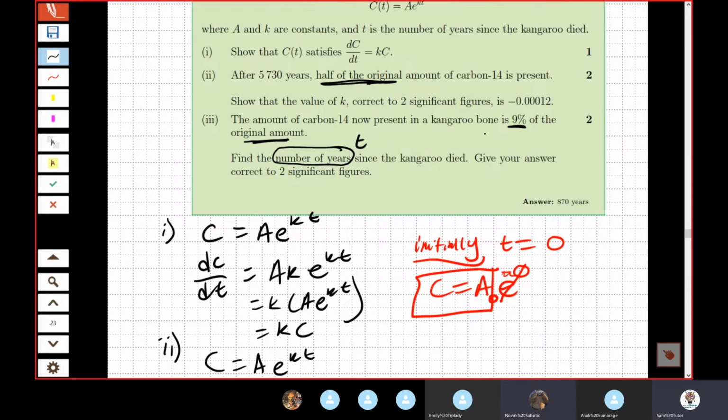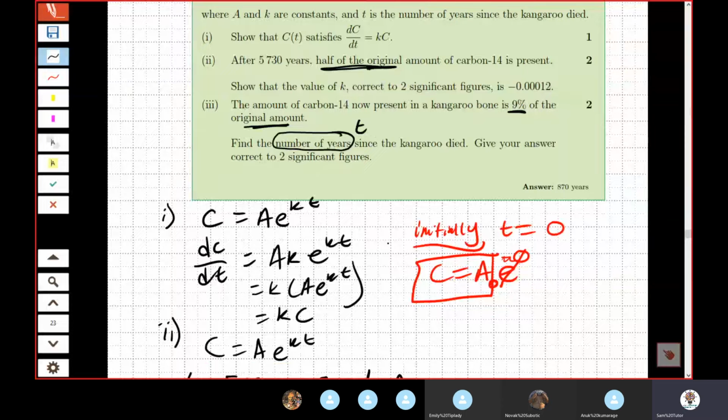So then you solve for T again. Well, we already know what K is, so that's fine as well. We're missing A and we're missing C. But it says something here. The amount of carbon-14 now present in a kangaroo bone is 9% of the original amount. So what does C equal? 9% of the original amount. What's the original amount?